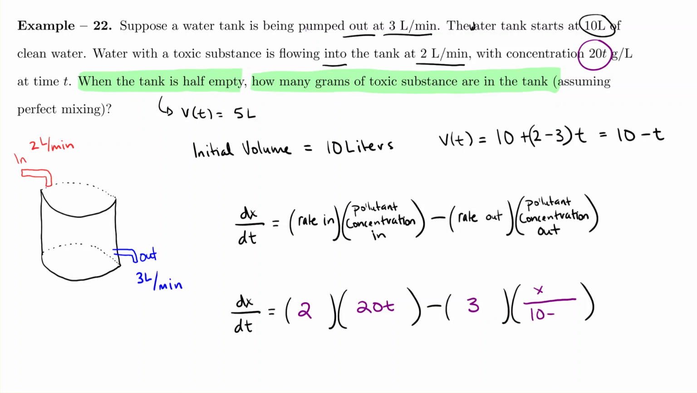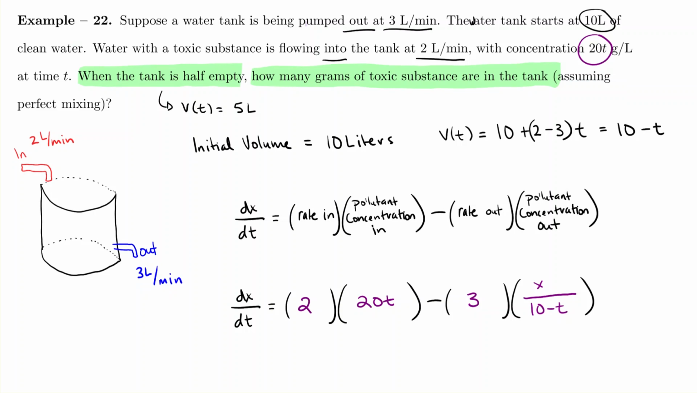So we're going to have this as our differential equation. Now, before we get into solving the differential equation, while we have this in mind, we want to know when the tank is half empty. That's when the volume is 5 liters. But since we have this equation that gives us the volume, we can quickly determine what time that should be.